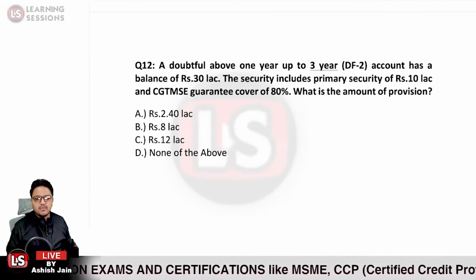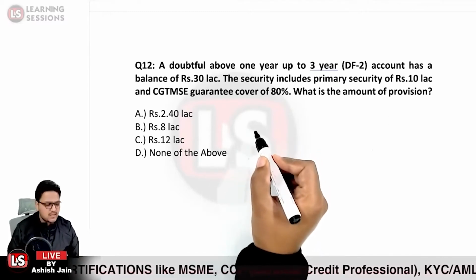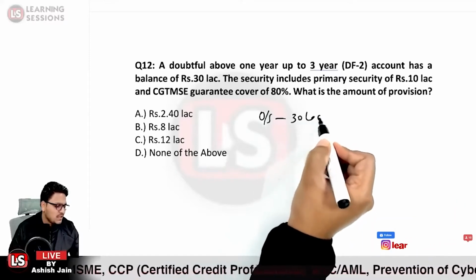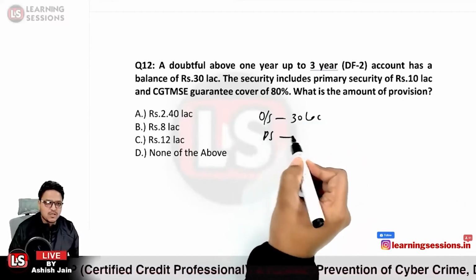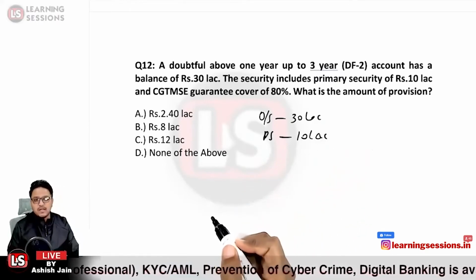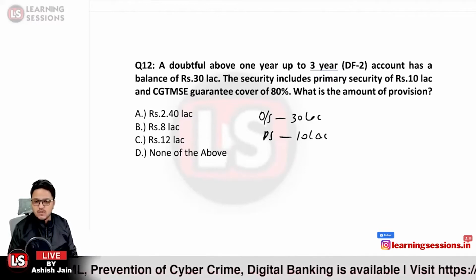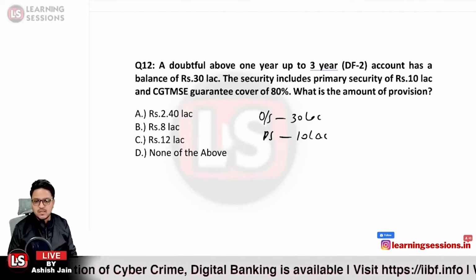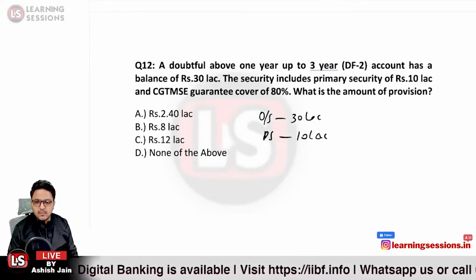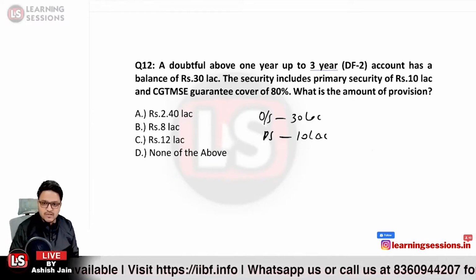So we are provided with the doubtful 2 loan category, and further it is having a balance of 30 lakh rupees. So outstanding balance is 30 lakh rupees, and further we are provided that a primary security is there amounting to 10 lakh rupees. And we are already provided that a CGTMSE guarantee cover of 80% is available. So what amount of provision is to be created in this particular case? We have our first answer over here by Gohila Chandra, that is option C. Let us check if it is right or wrong.